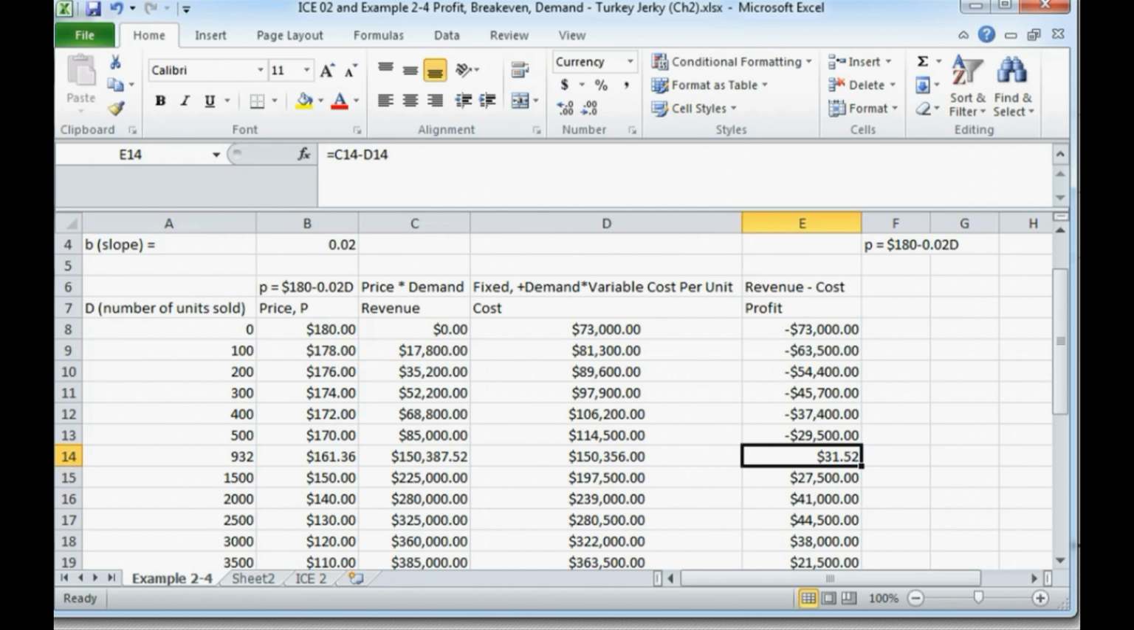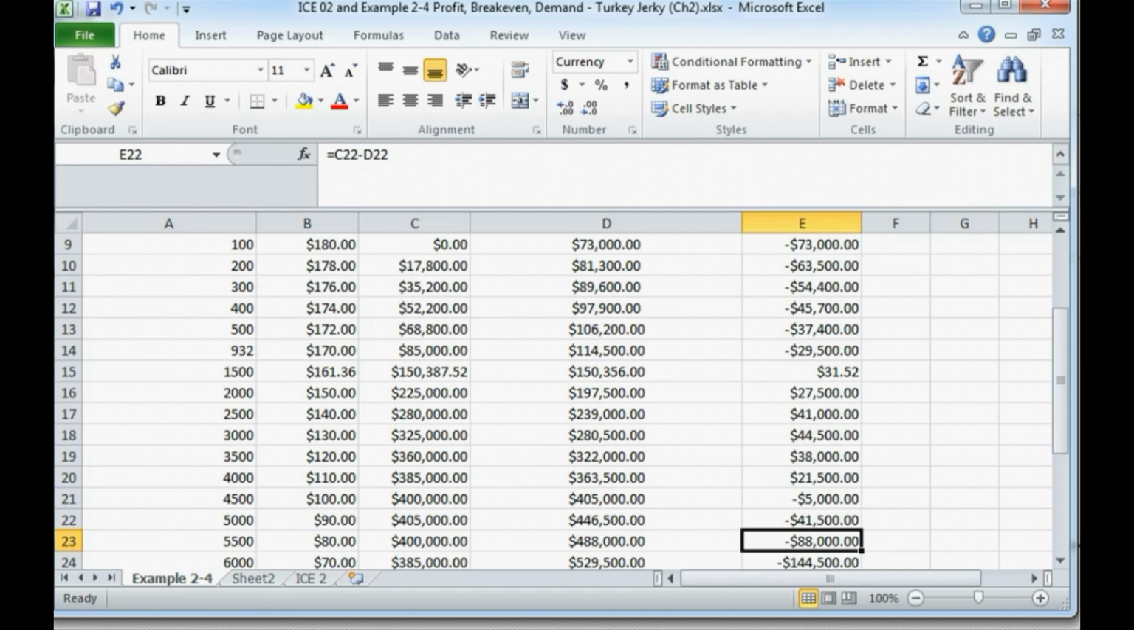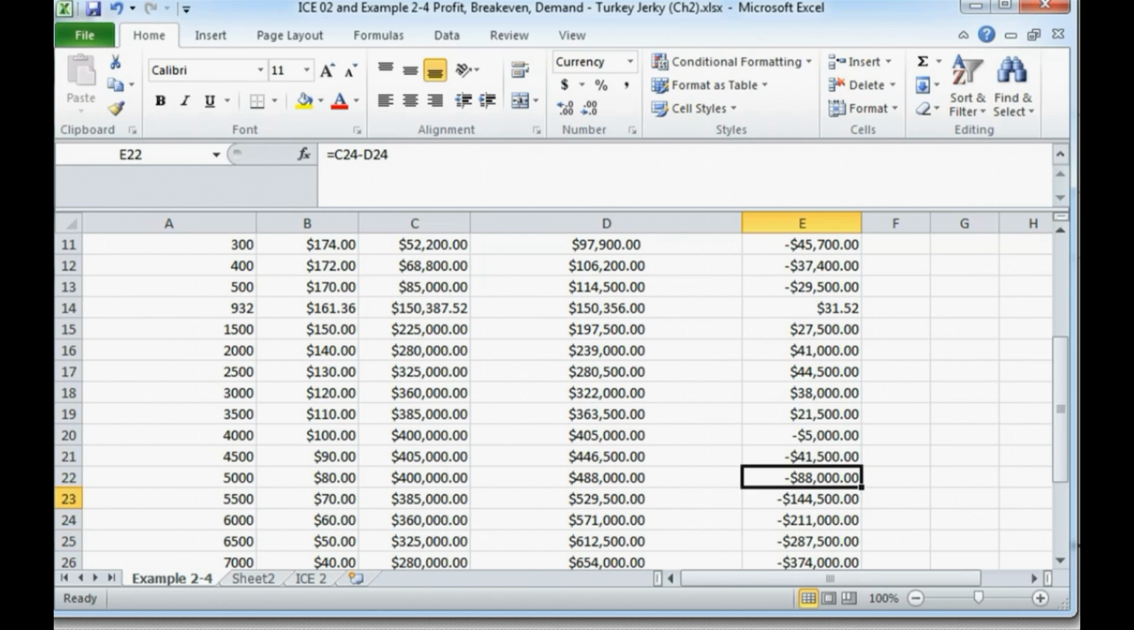So let's look at, again, if we go down through the profits, it starts going negative again. And we know from the paper example that our second break-even point was 39.18. So let's go here where it's saying 3,500.